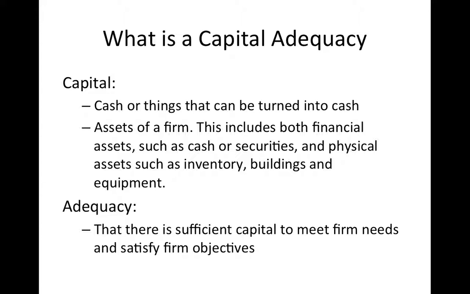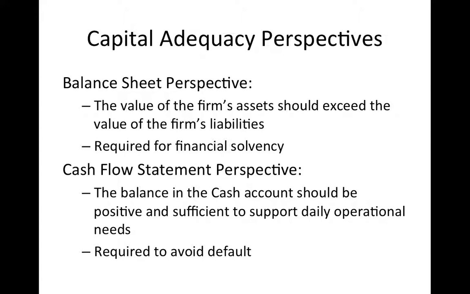The other, from a corporate standpoint, is simply the assets of a firm. Technically, all of the assets of the firm can be turned into cash. It's just a question of when. That's what makes them assets. And so capital can be thought of as assets. Adequacy is that there is sufficient capital to meet the firm's needs and satisfy their objectives. From a cash perspective, that means one thing. From an asset perspective, that means something slightly different. So let's talk about that.